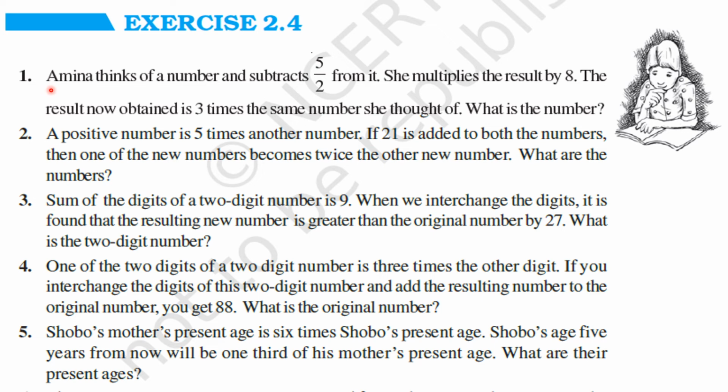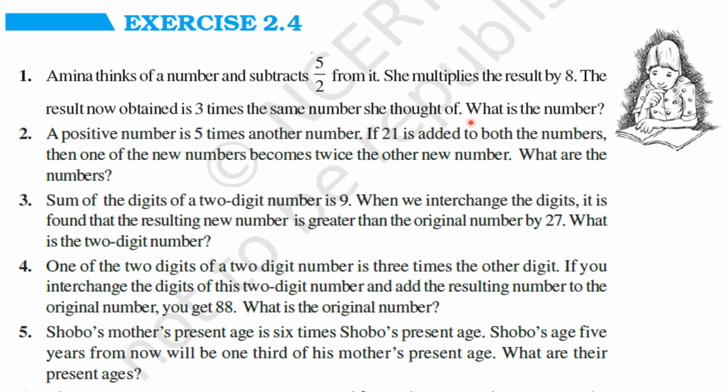Question 1 is simple. Amina thinks of a number and subtracts 5 by 2 from it. Okay, this will help us to form the assumption. Now, she multiplies the result by 8. The result now obtained is 3 times the same number she thought of. What is the number? First of all, what is being asked? The number. So we will assume the number as x.